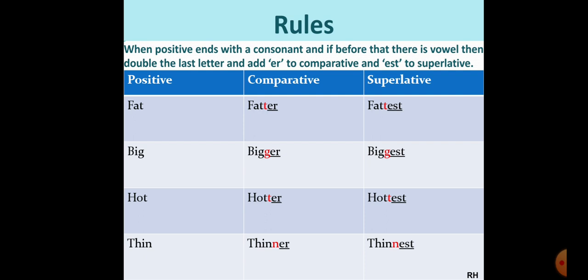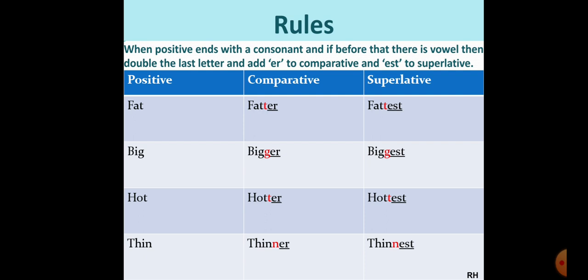When the positive word ends with a consonant, you can see in the word fat, T is a consonant. The last letter is a consonant. And before it, there is a vowel. That is A. Can you see? A is a vowel. T is a consonant. So, before T there is a vowel. So, what we will do? We will double the last letter, means TT. And then we will add ER and EST. ER to comparative, EST to superlative. So, fat becomes fatter and fattest.